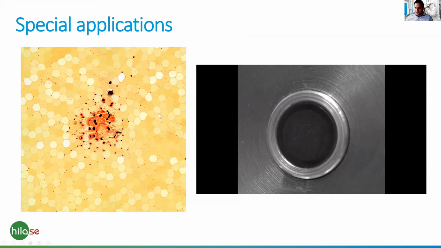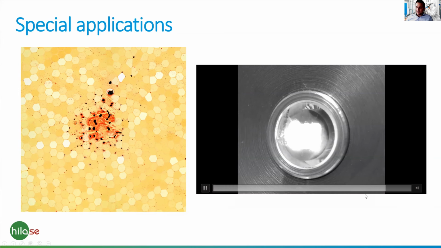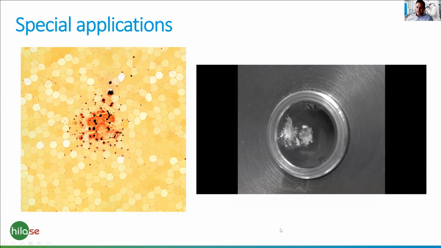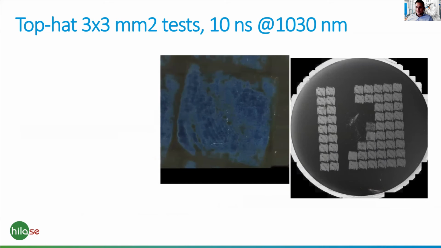This is the demonstration of the optical fiber test when we were using a ramp procedure to test the transmission capability for nanosecond pulses. And here we can see the damage event itself. Now, what is our state of the art is our test with the top hat beam, 3 by 3 millimeters.